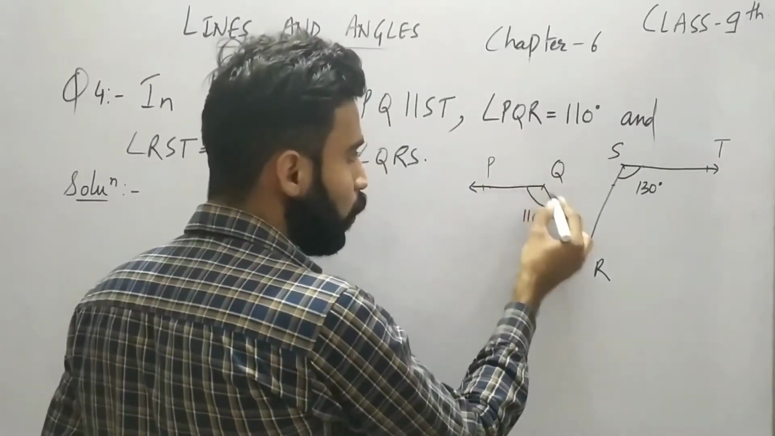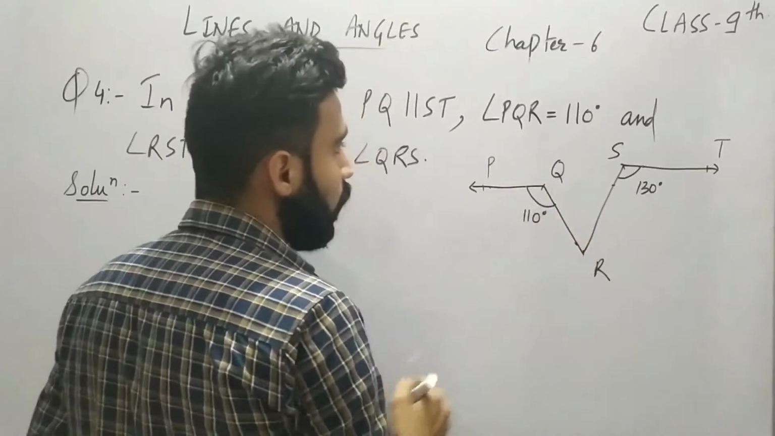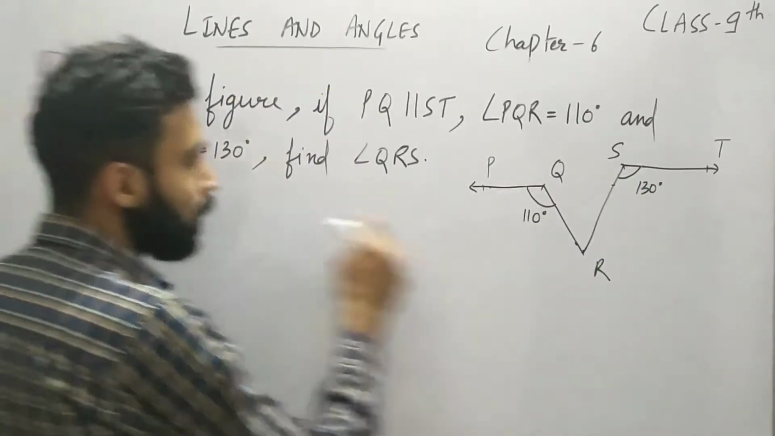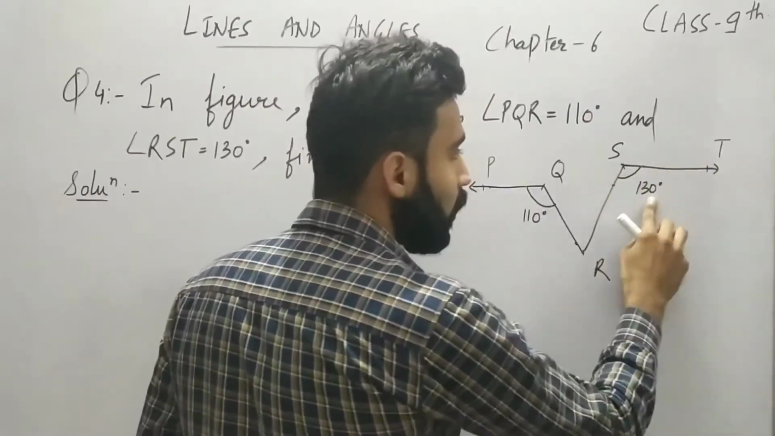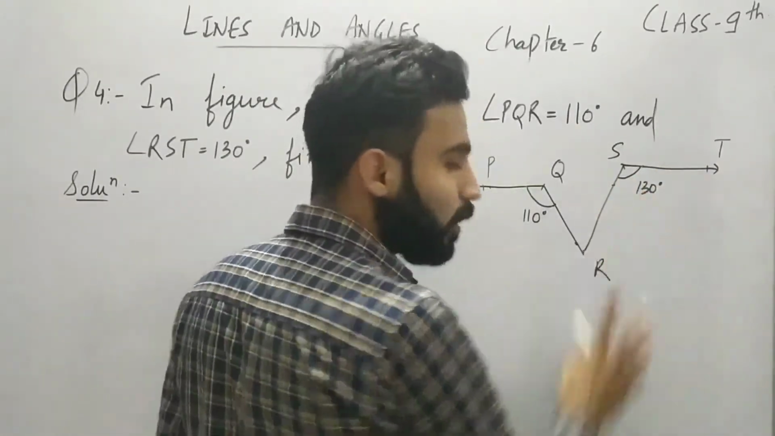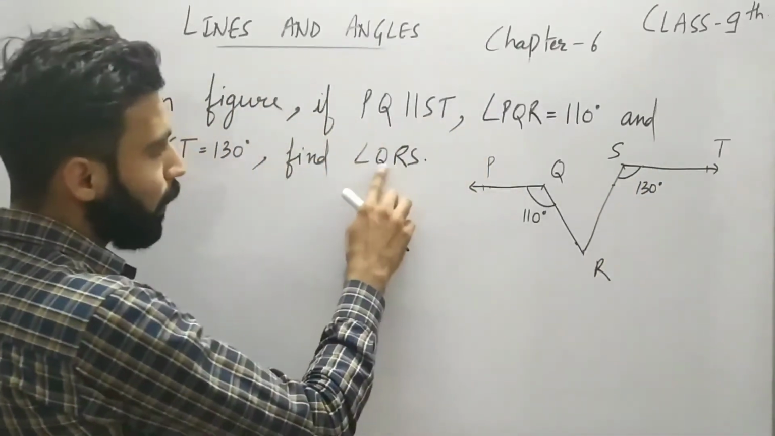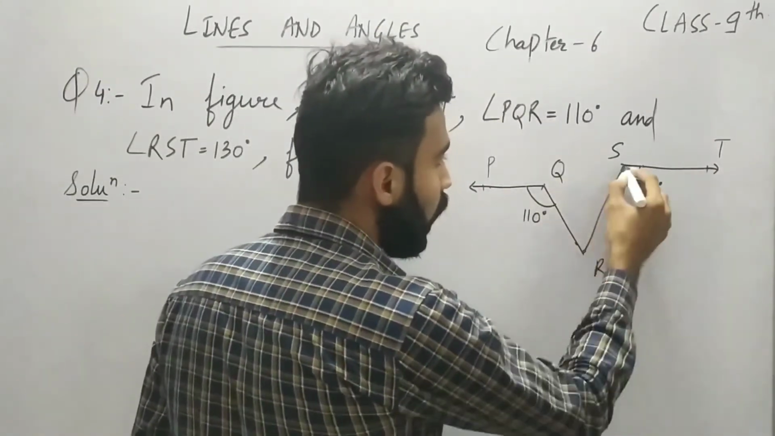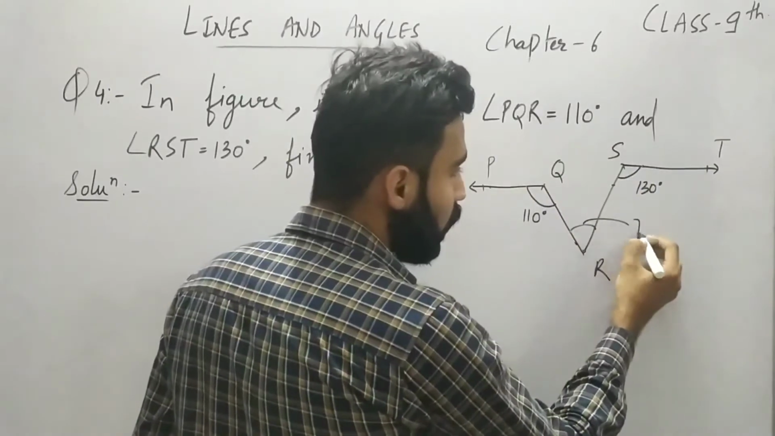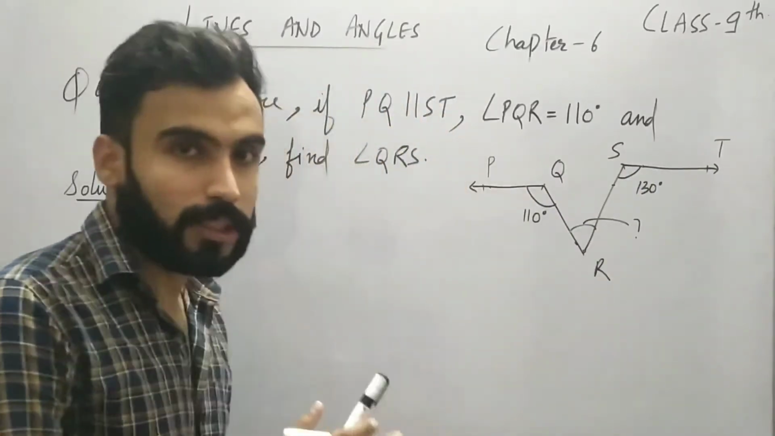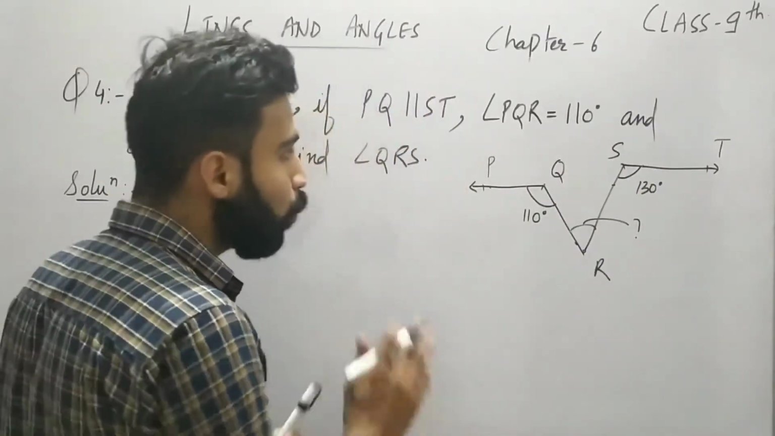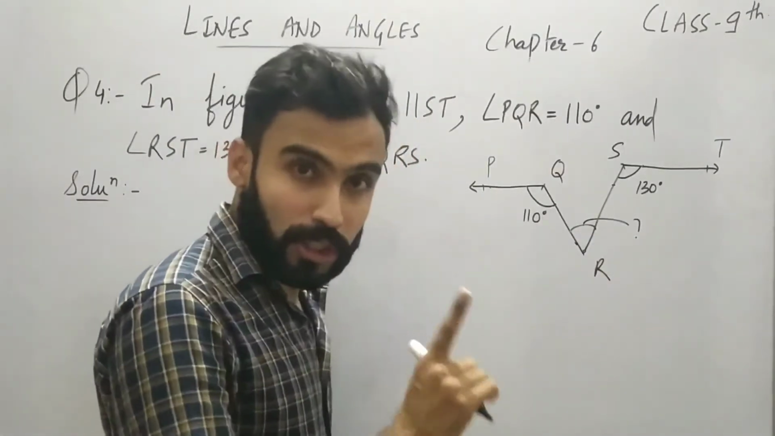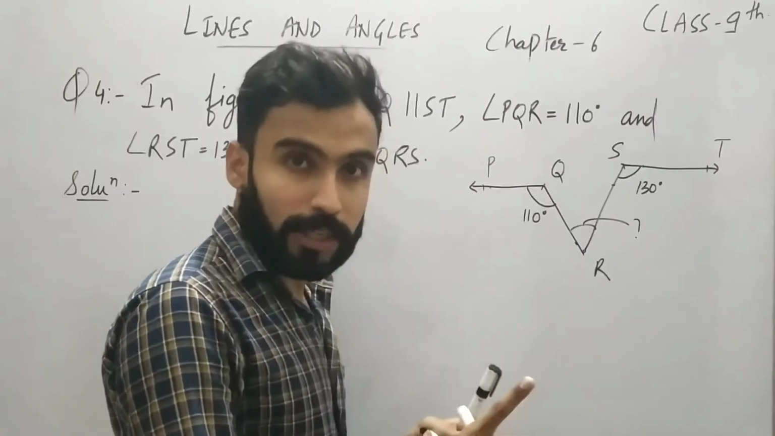So PQR, it's 110. Also there is one more angle given to us, that is RST, that is 130. RST, it's given as 130 degrees, right? And we have to find out angle QRS. So you can see QRS, that means this angle is what we have to find out in this question, right? Now how will we be able to find out this angle? So there will be a construction in this diagram, so observe it carefully.